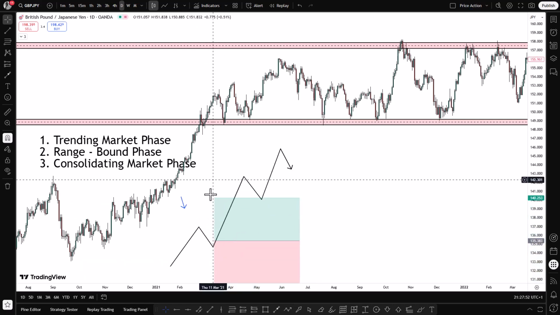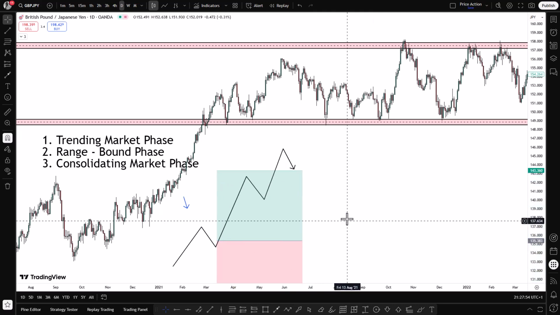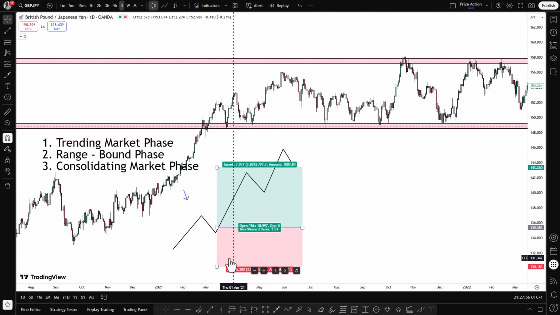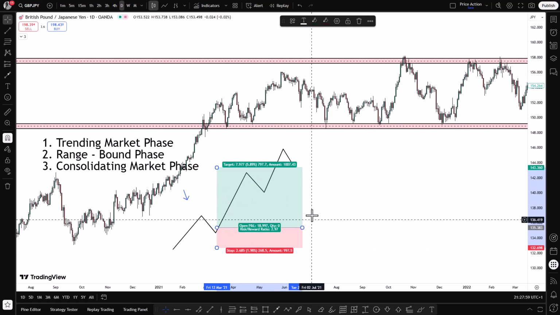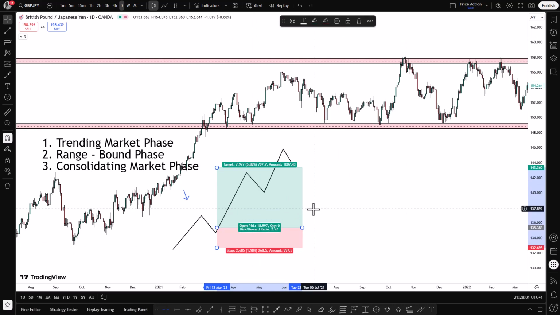assuming that is the end of the pullback. Then, based on their risk management, if they are using fixed risk management, like risking 1 to make 2 or whatever the case might be, they'll do that and go for whatever profit target they're aiming to get. This was meant to be a quick primer for how we trade the trending market phases.